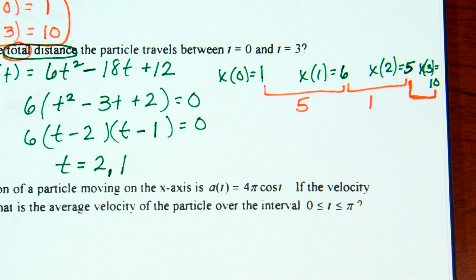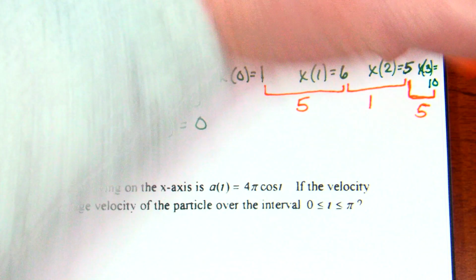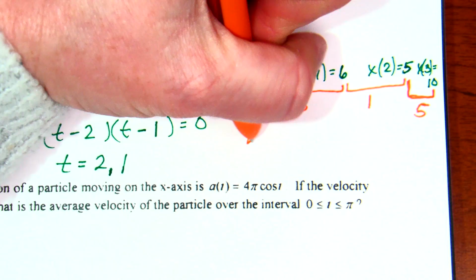Okay. And from time 2 to time 3, traveled 5 units, right? So if this is total distance, then we're adding all the positive versions.